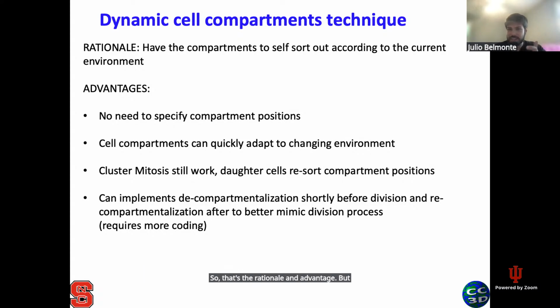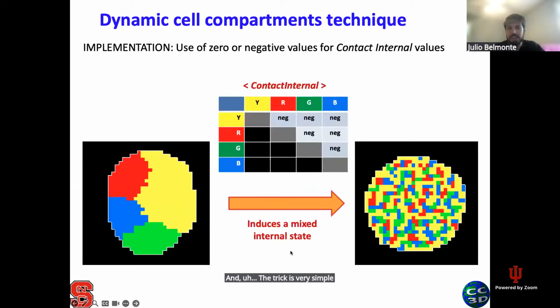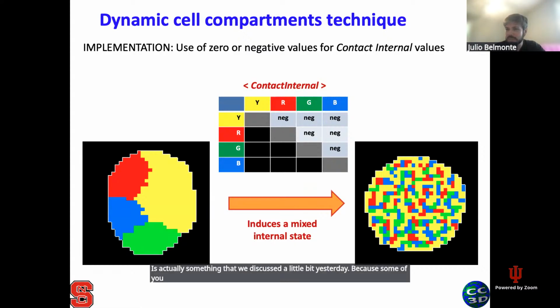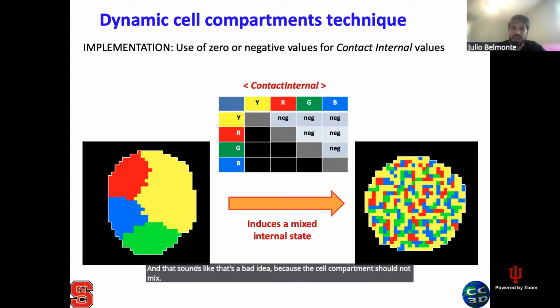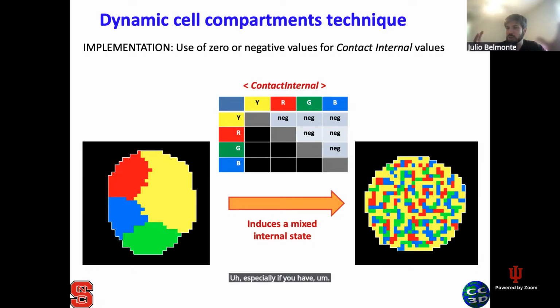But then the question: okay, that sounds very good, but how can I make my cell compartments dynamic in CompuCell3D? And the trick is very simple. It's actually something that we discussed a little bit yesterday, because some of you asked, what happens if those internal compartment energies become too low? And the answer is that if they become too low, then those compartments start to mix with one another. And that sounds like a bad idea because the cell compartments should not mix, especially if you have structural compartmentalization.